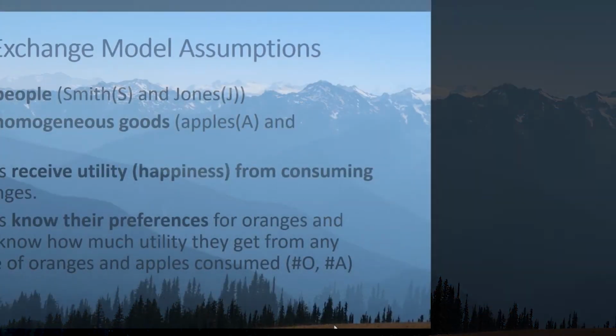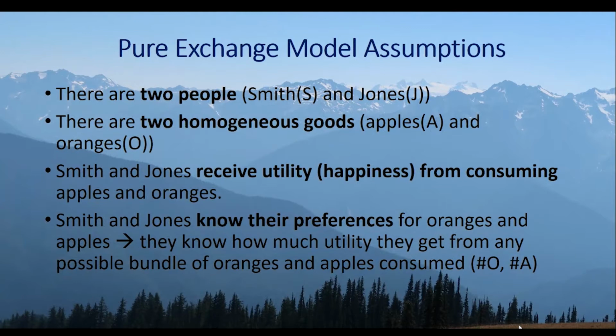So I'm going to start with a set of assumptions. Again, this is a deductive exercise, so here's what we're going to assume in our pure exchange model. Number one, we're going to assume that there are two people. We're going to call those two people Smith-Jones. Okay, so simple assumption, two people in an economy, and that's all there is.